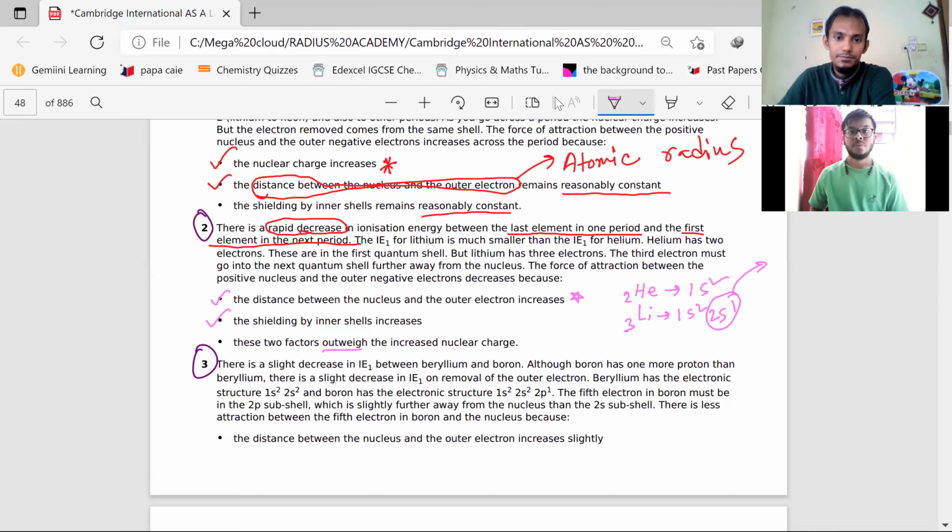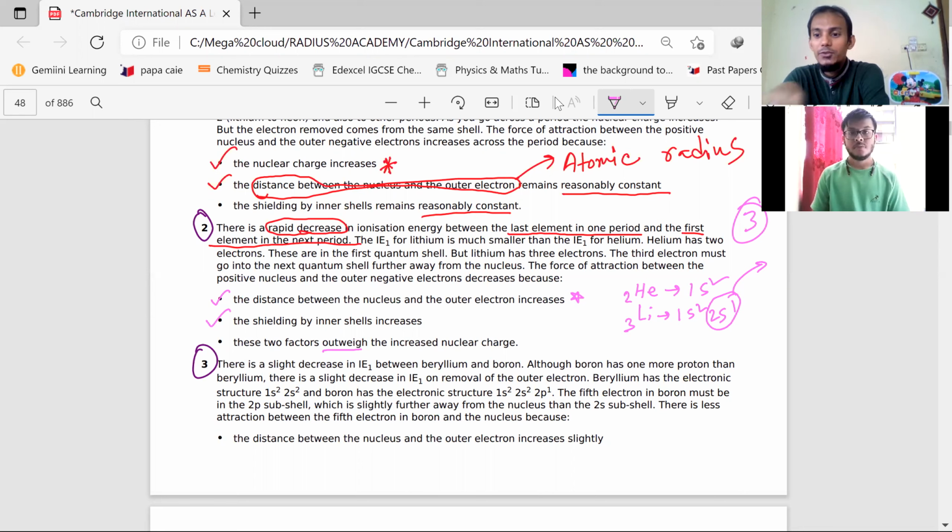So that is the thing. You understand? Yes, sir. So how will you write? Even though lithium has one more proton than helium, or you can write even though nuclear charge of lithium is higher than helium, but the distance between the nucleus and the outer shell electron of lithium is more, so the ionization energy is less, and lithium will get shielding by 1s2 electrons. Okay? So these two factors outweigh the increased nuclear charge. So that is your answer for 3 marks. They will ask you for 3 marks.